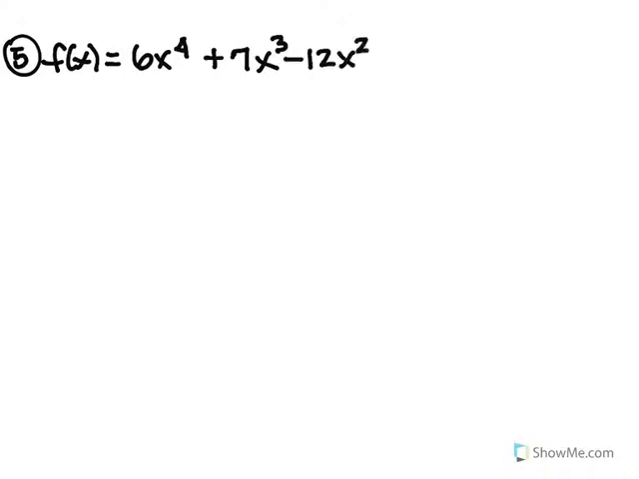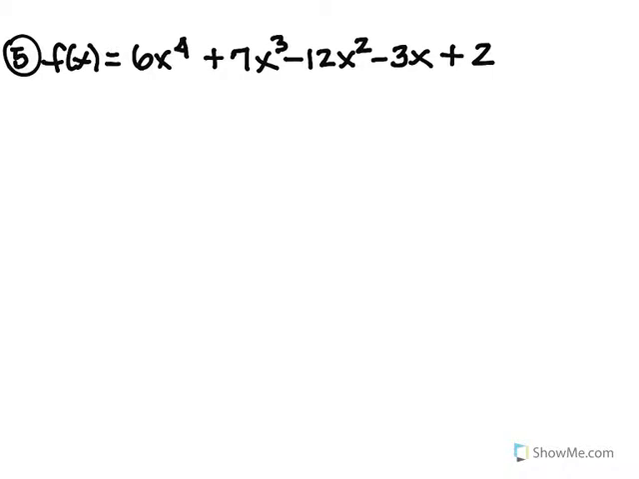Example 5. f of x equals 6x to the 4th plus 7x to the 3rd minus 12x squared minus 3x plus 2. Okay. So we're going to make that list.